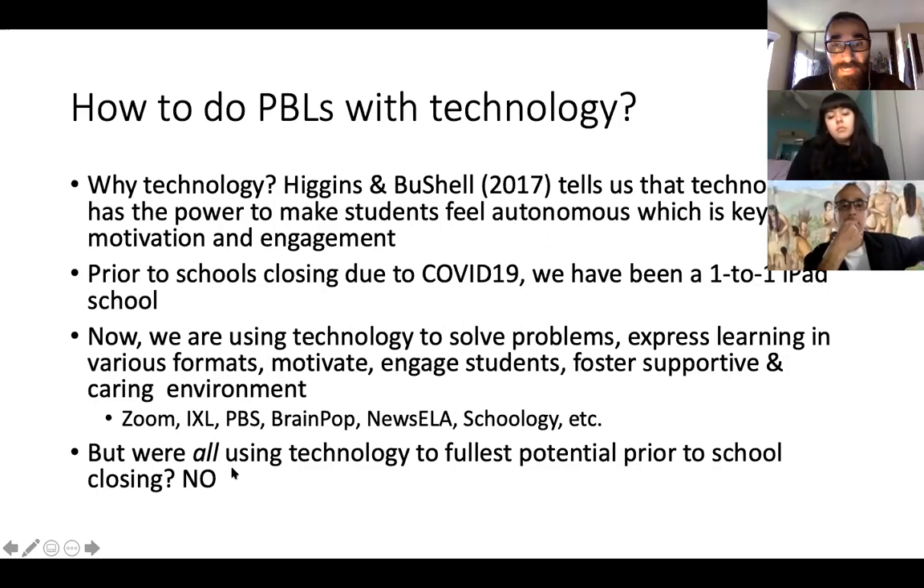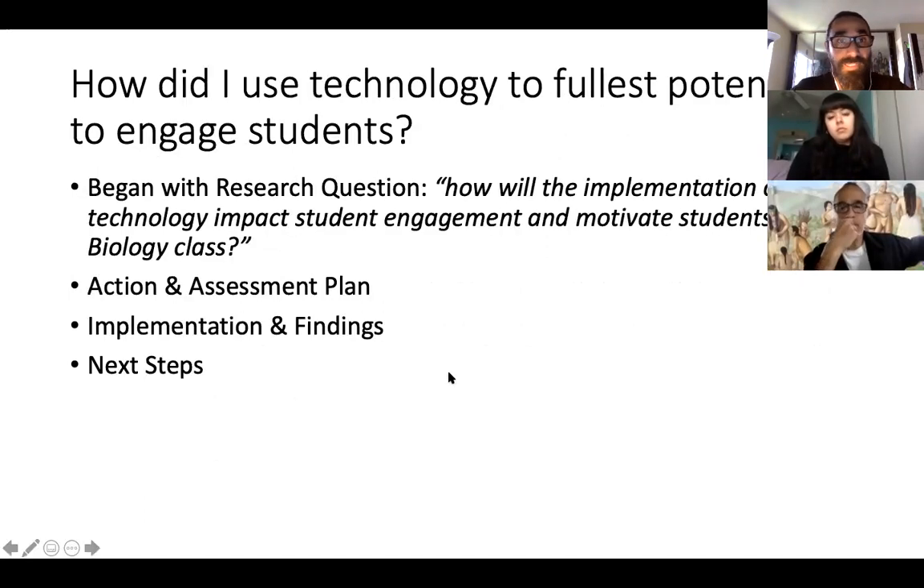So this project that I'm about to show you is actually something that I rolled out early in the spring semester, and we just completed it. The project basically is this. I wanted to try to answer this research question: how will the implementation of technology impact student engagement and motivate students in my biology class? So it's a general enough question, but the intervention tool in particular is technology, and the outcome I was looking for is student engagement.